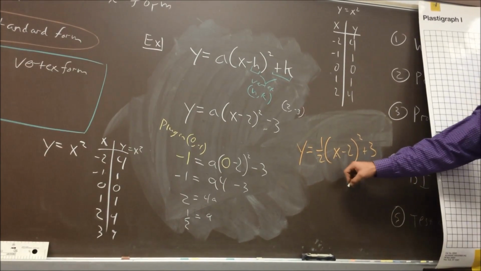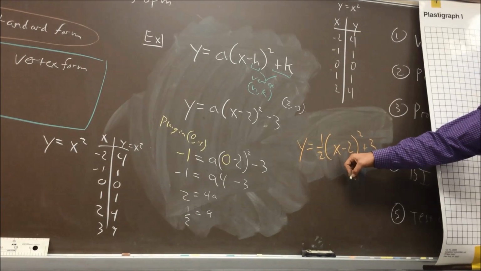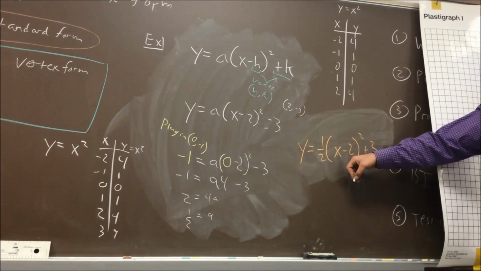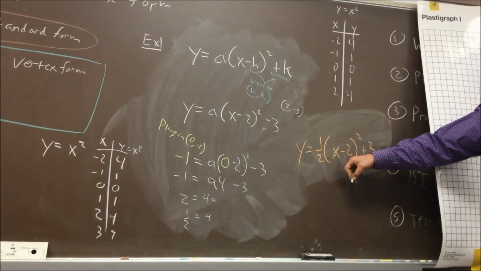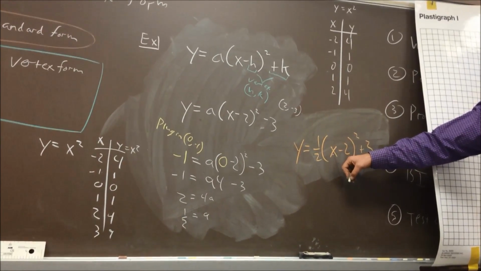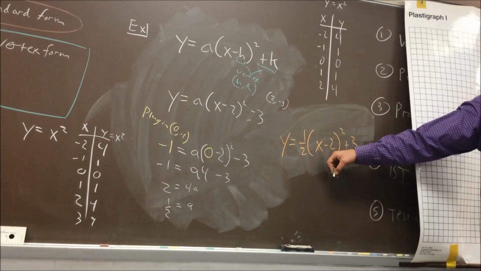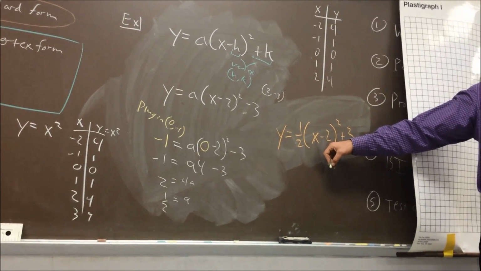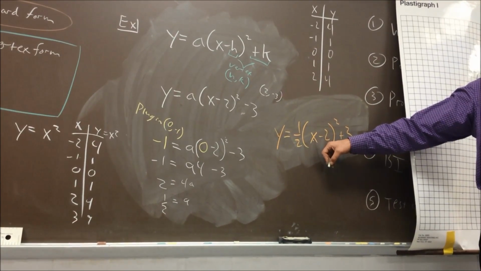So this is how, if you can find the vertex and you can find another point, you can get vertex form very, very easily. Questions? All right.